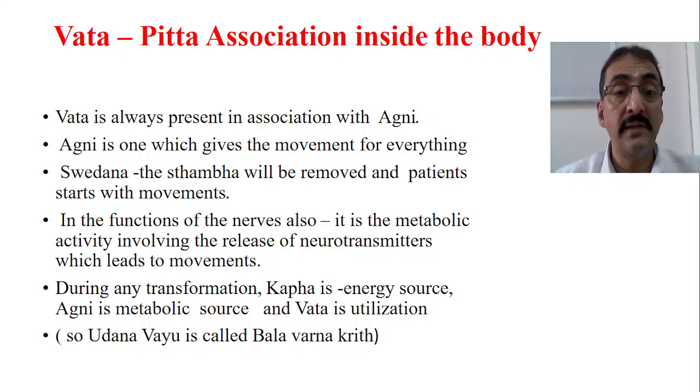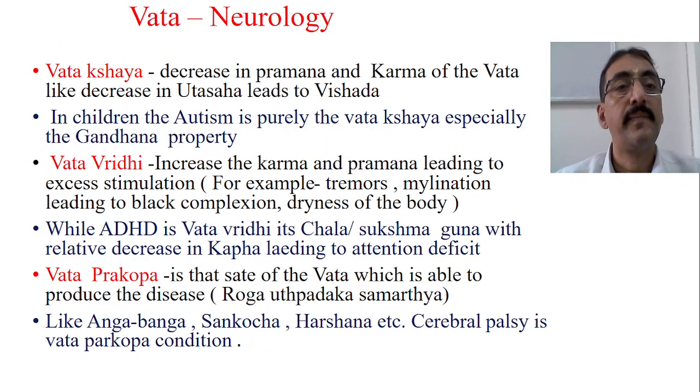During any transformation, Kapha is also there as the energy source. Suppose a nerve is now functioning. For the functioning of the nerve, Vata should be there. During the functioning of the nerve, metabolic activity should take place, for which Pitta is there. And there should also be energy. Energy is nothing but Kapha; ATPs are consumed, ATPs are required. So what I mean to say is that each and every activity is a combination of all the three doshas, without which this transformation cannot take place.